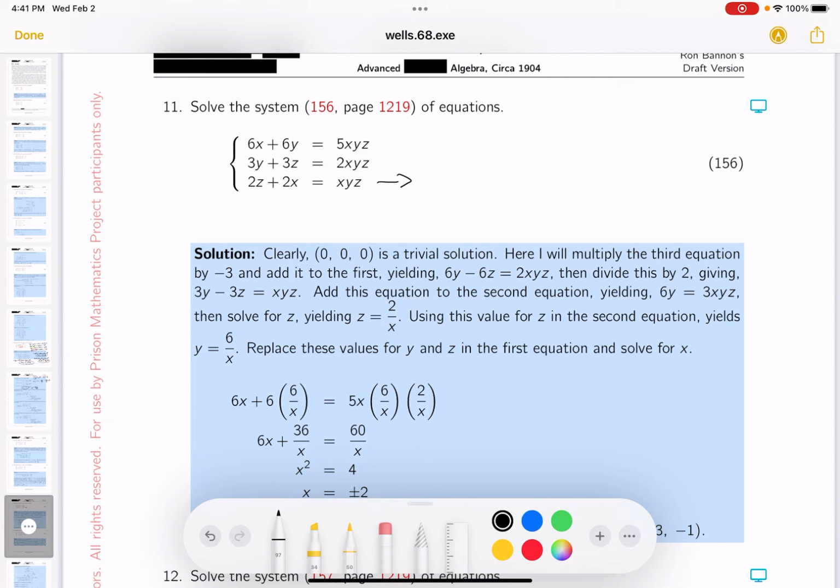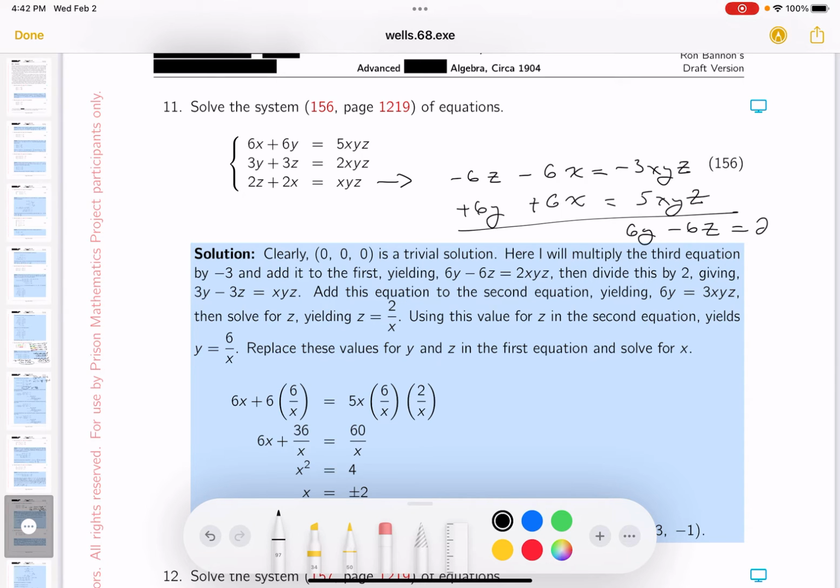The third equation times minus 3, you get minus 6z. Let's see, minus 6x equals minus 3xyz. All right, here I will multiply the third equation by minus 3 and add it to the first. Well, let's add it to the first. What's the first going to be? Well, the first is just writing it down. Right next to it, 6x and 6y, and that's going to be 5xyz. And if you did that, what would you get? Well, let's see, the x's disappear, so that's interesting. You get 6y minus 6z equals 2xyz.